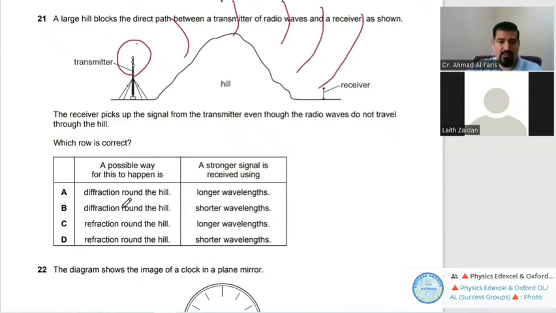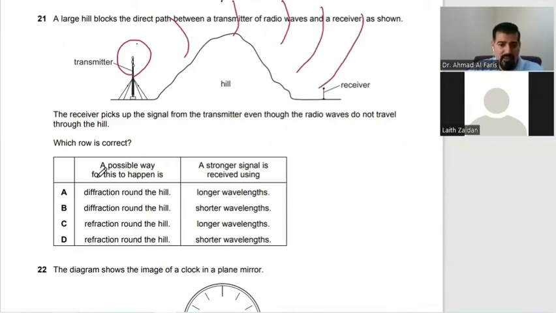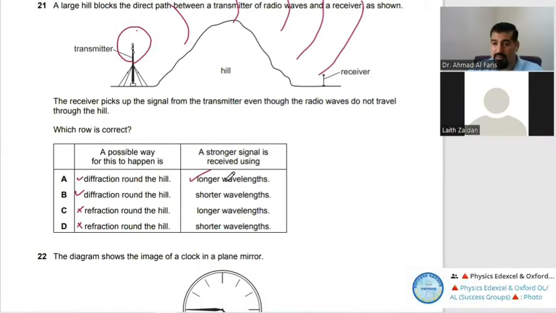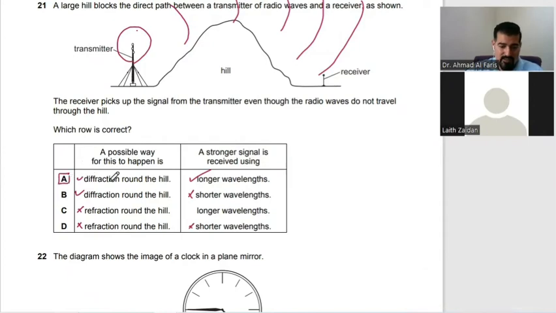Exactly, they diffract. So a possible way for what's happening here is diffraction, not refraction. A strong signal is received that has radio signals that are longer. Whenever it's longer, the diffraction will be greater, not the short. So which one is the answer? Yes, thank you. The answer is A. This is question number 21.